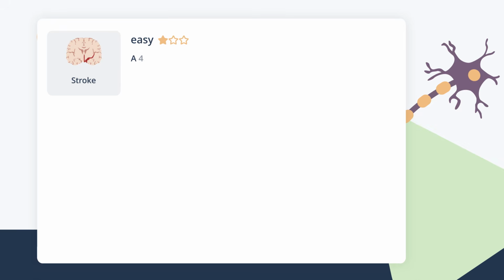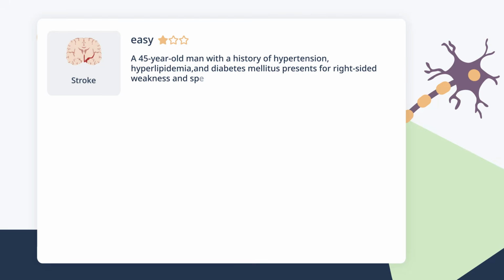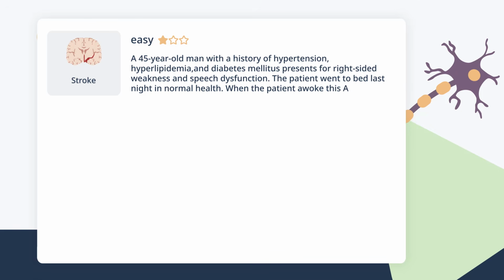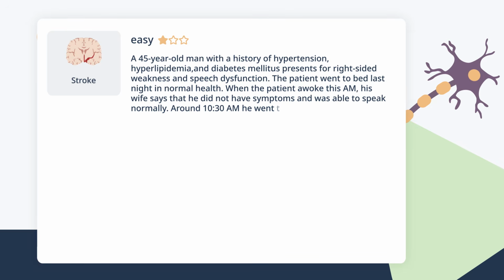A 45-year-old man with a history of hypertension, hyperlipidemia, and diabetes mellitus presents for right-sided weakness and speech dysfunction. The patient went to bed last night in normal health. When the patient awoke this a.m., his wife says that he did not have symptoms and was able to speak normally. Around 10:30 a.m., he went to his shed to work in his shop.